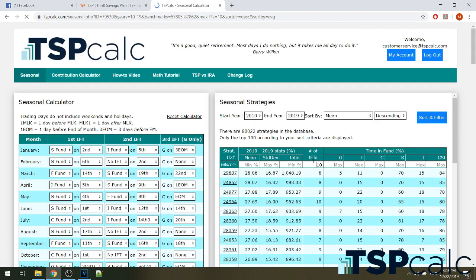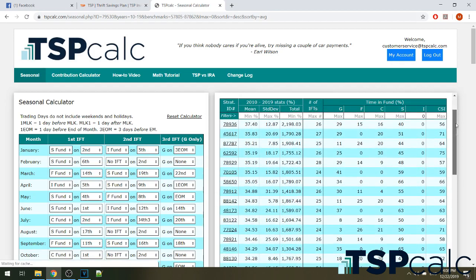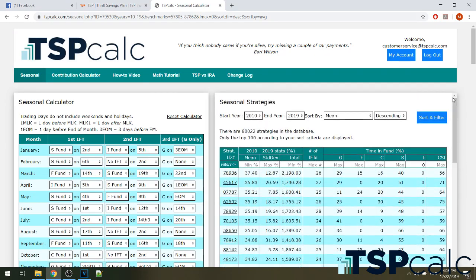Okay. Now I'm going to come over here and I'm saying, well, the I Fund index is going to change sometime in 2020, so I don't want to spend any of my time in the I Fund. So therefore, the max, you see how that max is grading? The max amount of time I want to spend in the I Fund is 0. And if you put a 0 there and click sort and filter, it only returns strategies that have 0 time in the I Fund. And if you're like me, you don't like the F Fund either, so you put a 0 there. Sort and filter.